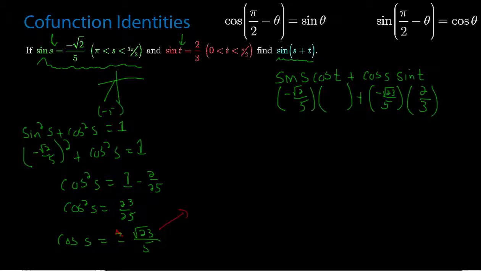The next thing and the final thing to do is repeat the process for sine t. I'm told that t is between 0 and pi over 2, which puts me in the first quadrant. X is positive, y is positive. I still know that sine squared t plus cosine squared t equals 1. Filling in the 2/3.